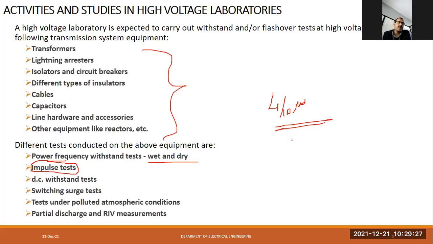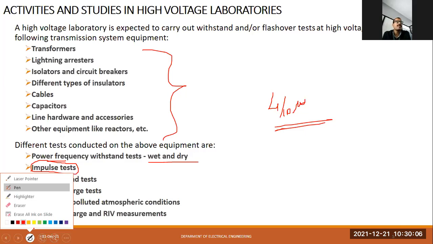Then the DC withstand test, and the switching surge test under polluted atmospheric conditions. Then the partial discharge and RIV measurement, that is radio interference voltage. As I told you in the extra lecture, RIV plays a very important role. In such cases we should understand whatever partial discharges are there. So we have to think about everything in a proper way, and then only can we say that all the tests have been passed by the equipments used in the power or transmission system, right?